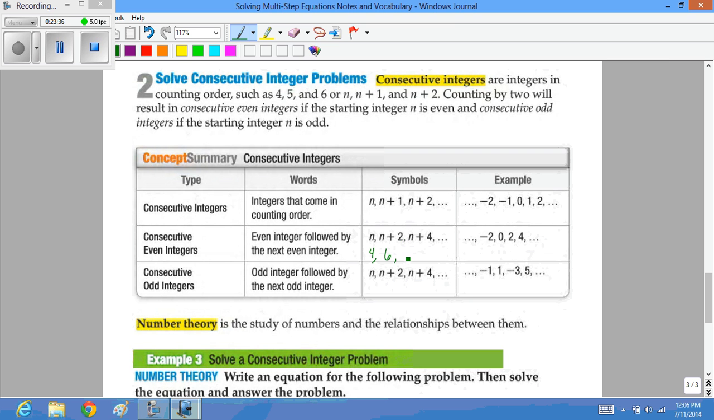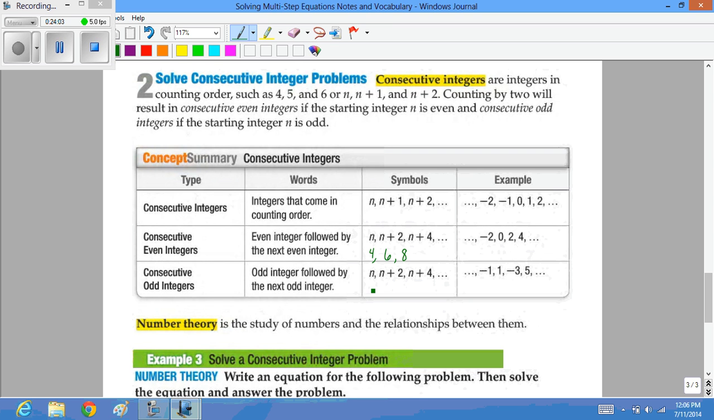The next even integer is 8. So I have to take my starting number of 4 and add 4 to it. Sometimes it's kind of hard to comprehend, but understand consecutive integers are right back to back, so we're just adding 1, 2, and 3, and so on. Sometimes it's every other, so we're adding 2 and 4. Notice that's the same for both even and odd.